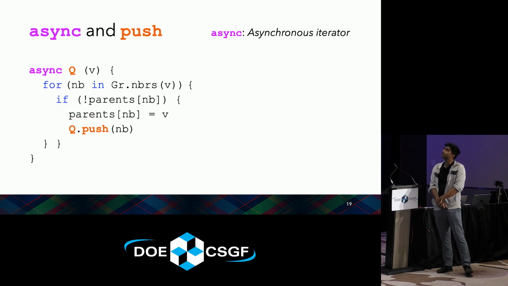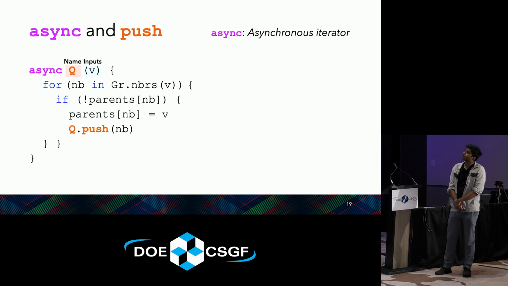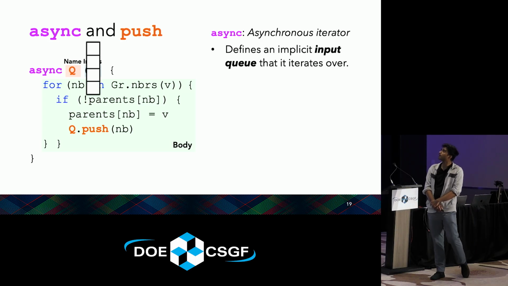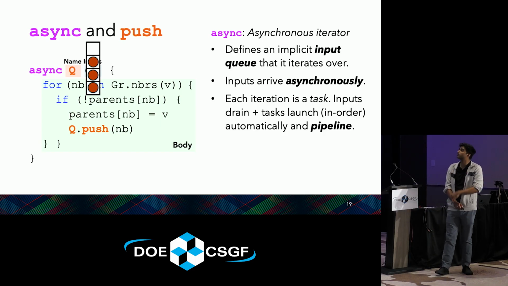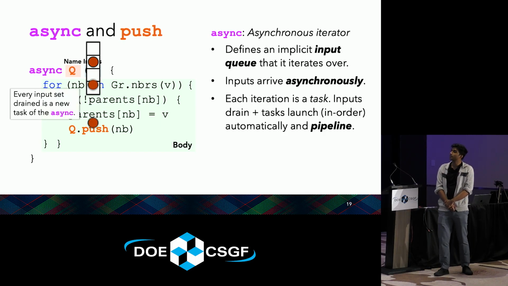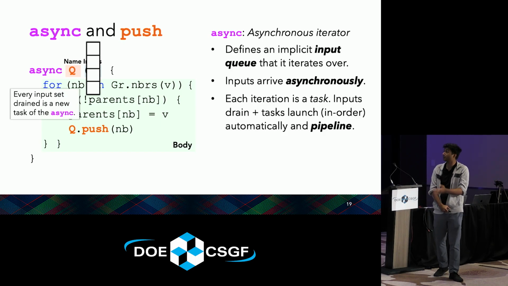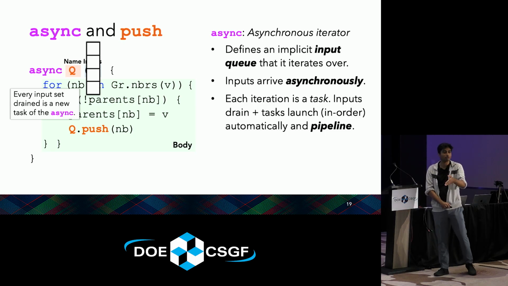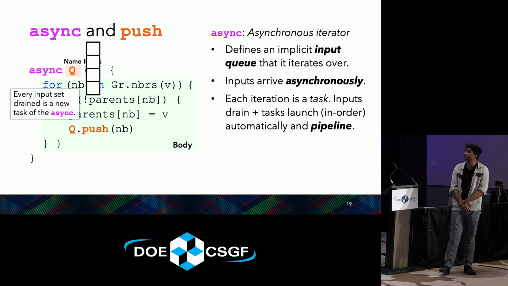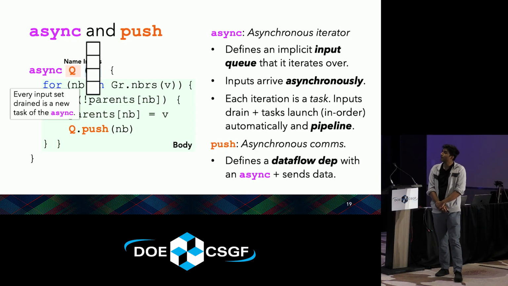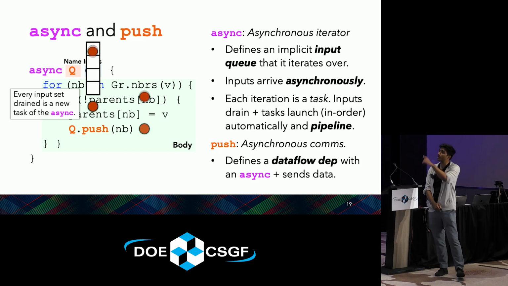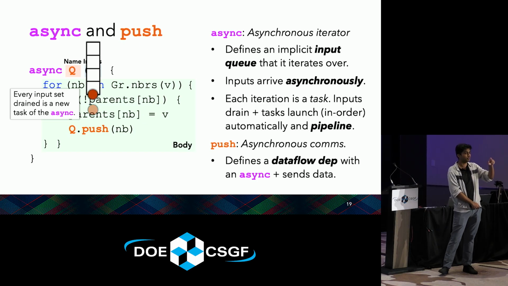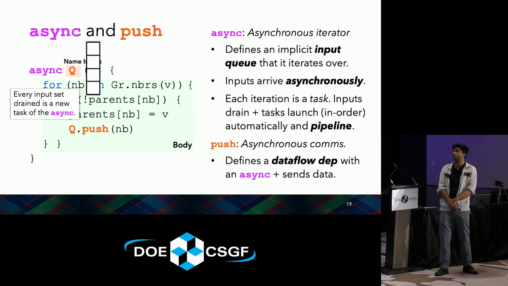And so to give an idea of how this works. An async here has a name, an input, and a body. It defines a queue. And those inputs arrive asynchronously. And so those tasks will launch, tasks are each iteration. They launch immediately and automatically. And then we have push here, which defines the communication to its async. So we have something that looks like the automated pipeline that we wanted to see for BFS.